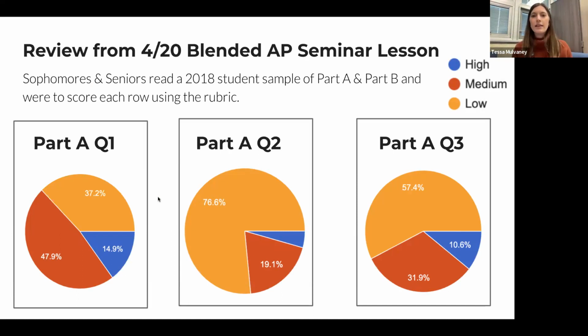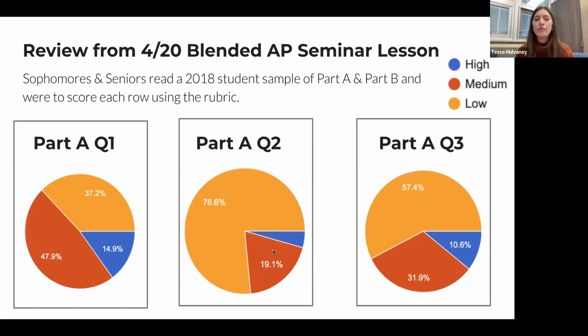Okay, the data that you see in front of you here is what I pulled from the students who did submit an evaluation of question A, B, and C, or question 1, 2, and 3 for part A, excuse me. Students tended to evaluate the answer to question 1 in part A as a medium scoring response. Question 2 in part A, students mostly across the board evaluated that as a low scoring response. And question 3 in part A, students evaluated that as low scoring as well.